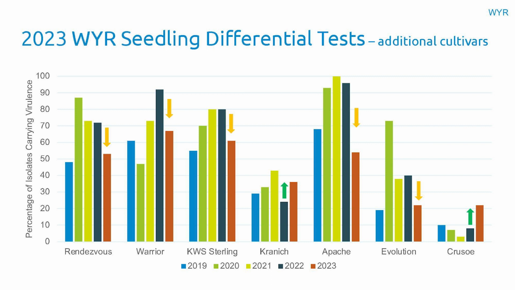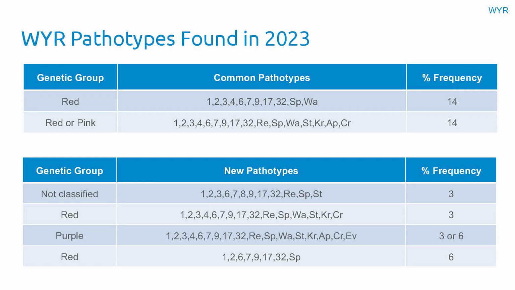So we have lots of fluctuation over the years, but in 2023, virulence for Rendezvous, Warrior, Cabo, Sterling, Apache and Evolution all decreased, and, gone the wrong way, virulence for Chronic and Crusoe both increased. And in fact, Crusoe was seen in about 22% of the isolates that we tested. So, the pathotypes that we found in 2023.